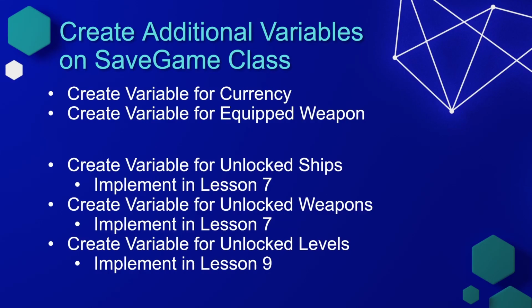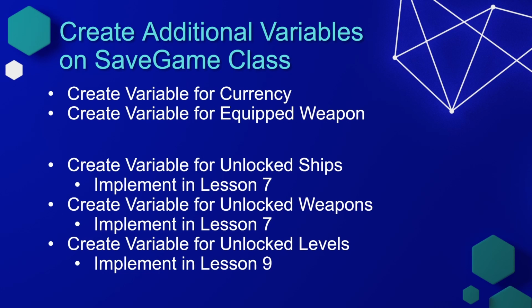And now that that's working, let's go ahead and set up some additional variables. So in this lesson, I'm going to create a few new variables on our SaveGame class. And the first two, we're going to go through some implementations for those. But I also want to create some additional variables now that we're going to use in future lessons this week. In lesson 7, we're going to create a system for unlocking ships and weapons. I think it's good to get these variables set up now while we're doing the others. And then in lesson 9, we're going to set up a system for unlocking new levels when a level is completed. So I'll go ahead and set up that variable as well.